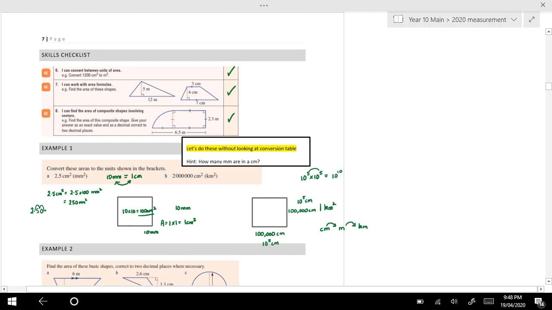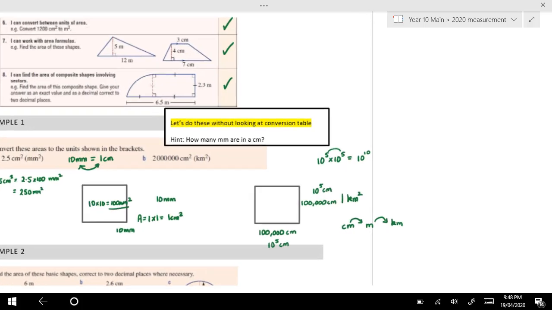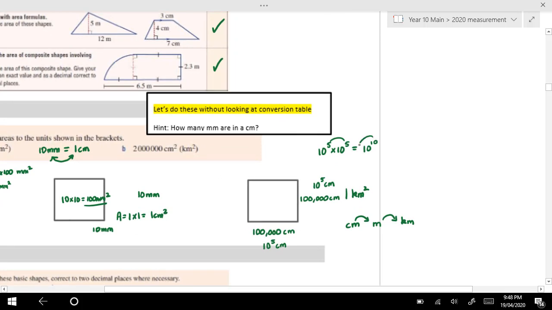Okay, so as you can see, if we want to change centimeters squared to kilometers squared, then what we have to do, basically, is divide by 10 to the power of 10. It's getting a lot smaller.